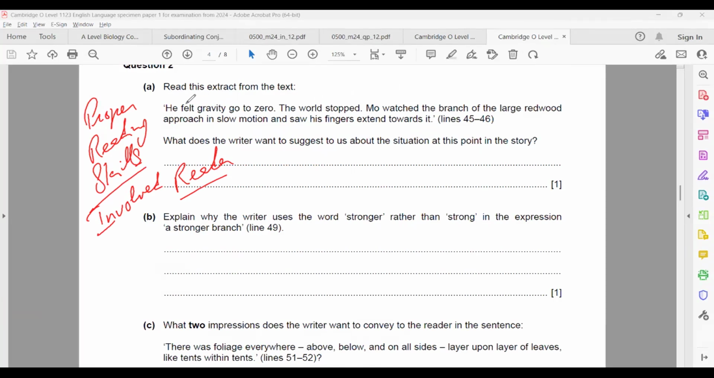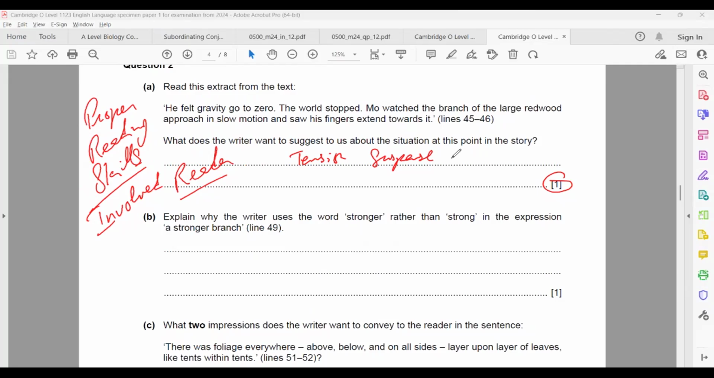So perhaps if he just read this through, he felt gravity go to 0. The world stopped. Mo watched the branch of the large redwood approach in slow motion and saw his fingers extend towards us. It's only worth 1 mark. But what am I feeling when I'm reading this? What's the situation like? He's jumping across, and he's reaching towards it, and maybe for the answer you could say that there's tension or suspense.